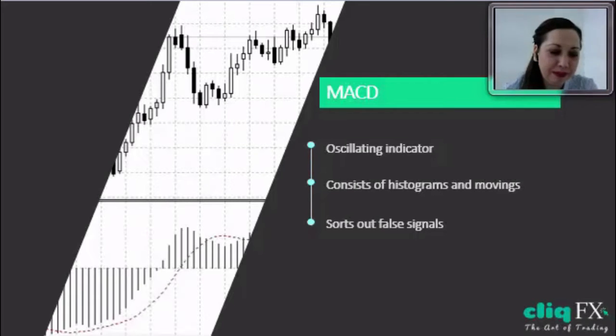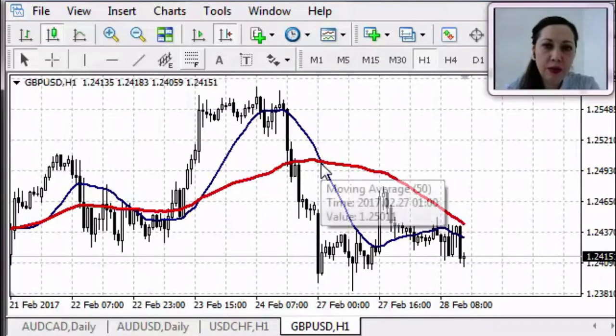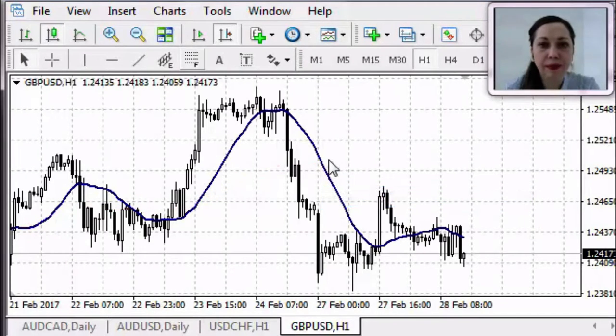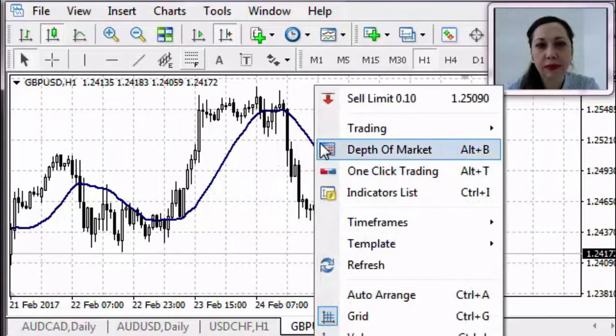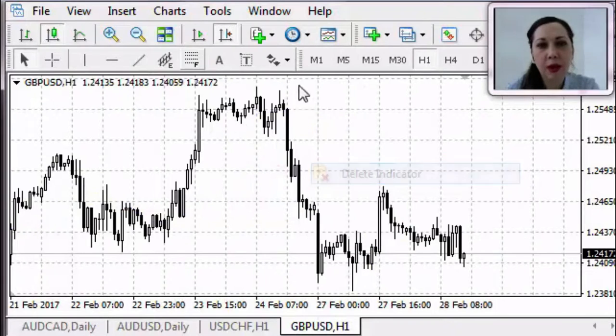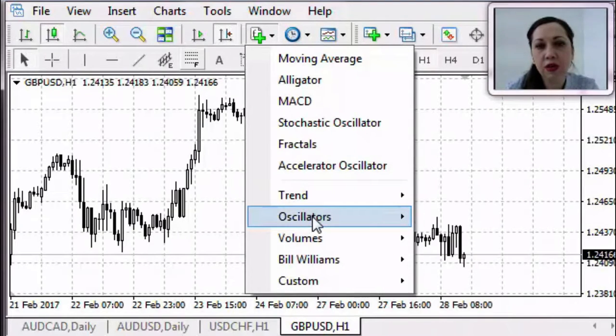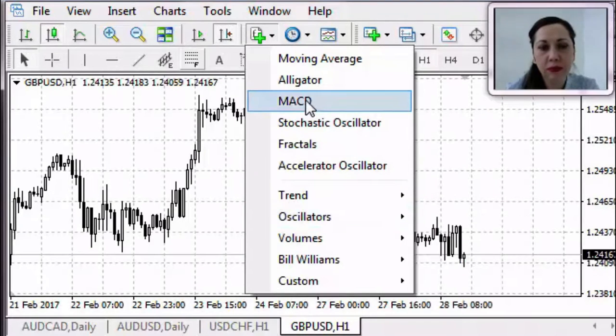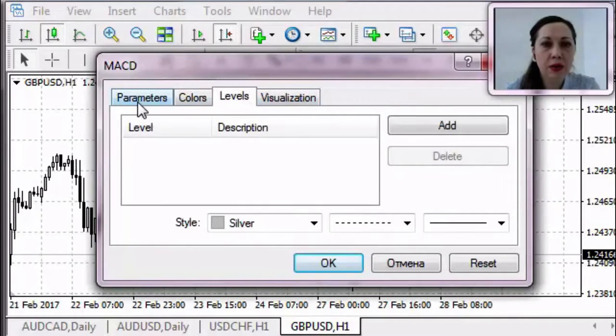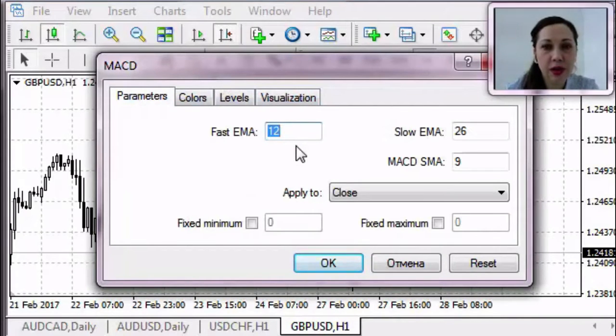Let's look. Okay, so we don't need the moving averages. We go to our window, we find MACD. Actually, you can find MACD in oscillators here. And we also have some parameters. Okay, so MACD is an oscillating indicator. So it's both trend and impulse.